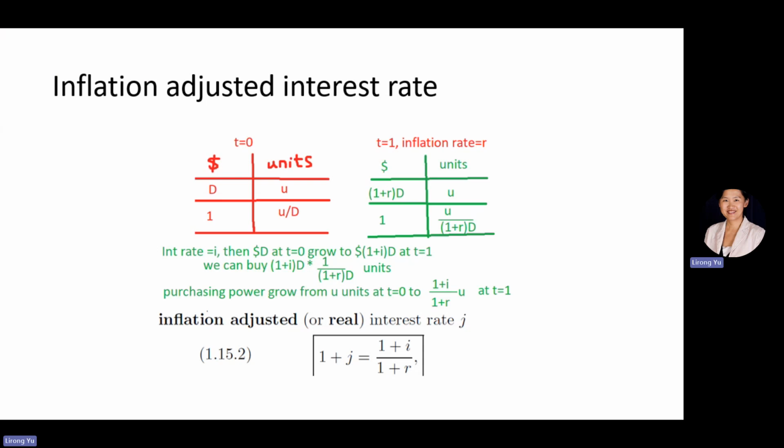But if there's inflation involved, what you can buy with $100, you cannot buy anymore. So what you're planning to buy with 110, you might not be able to achieve that kind of purchasing power. So inflation lowers your purchasing power. The interest rate increases your purchasing power of the original amount of money. So that's why the interest rate of the investment has to be adjusted based on the inflation rate.